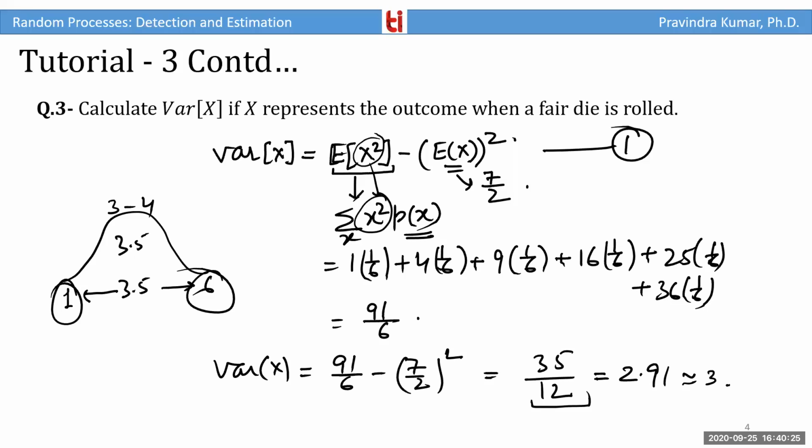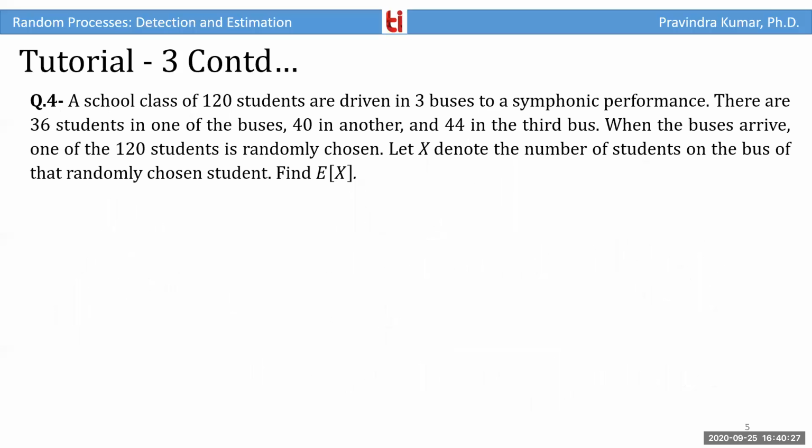Okay, so next question. A school class of 120 students are driven in 3 buses to a symphonic performance. There are 36 students in one bus. So if there is one bus A, there are 36 students, and in bus B there are 40, and in C there are 44 students.